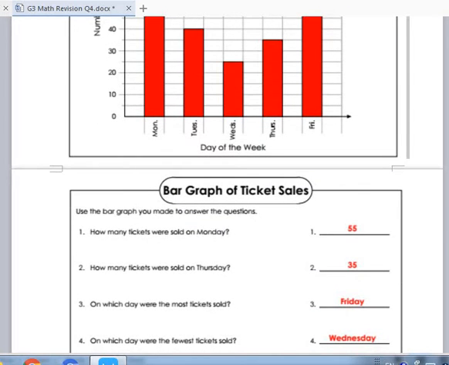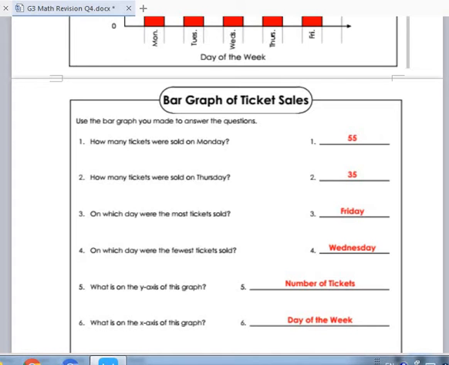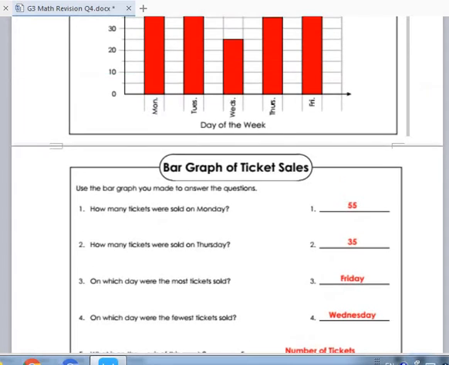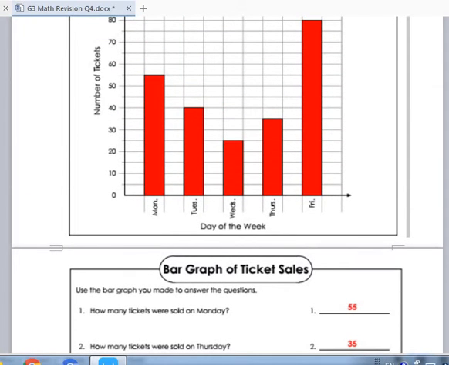I can have some questions on the bar graph and answer these questions. Use the bar graph you made to answer the questions. How many tickets were sold on Monday? When I go up on Monday, I go up on my graph and see how many tickets were sold. Number of tickets here, 55. How many tickets were sold on Thursday? When I go to Thursday, I go like this, and then I see here 35.